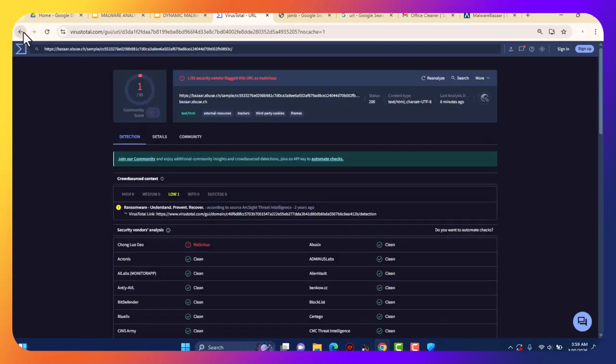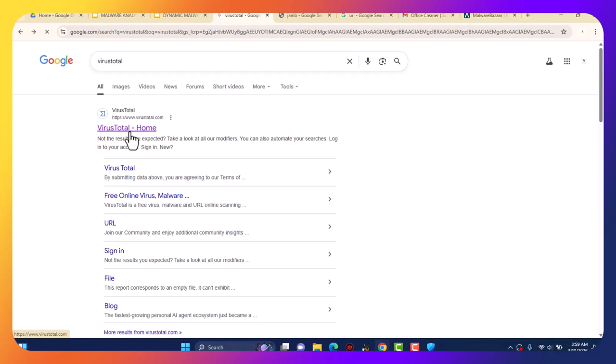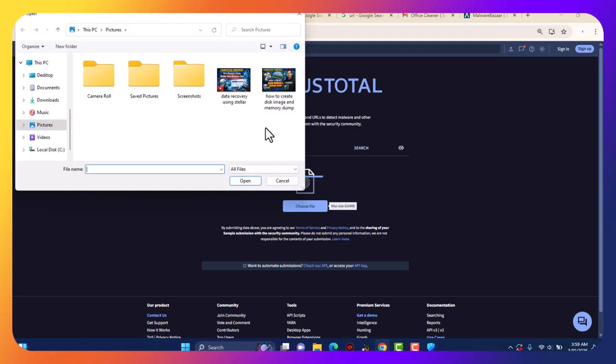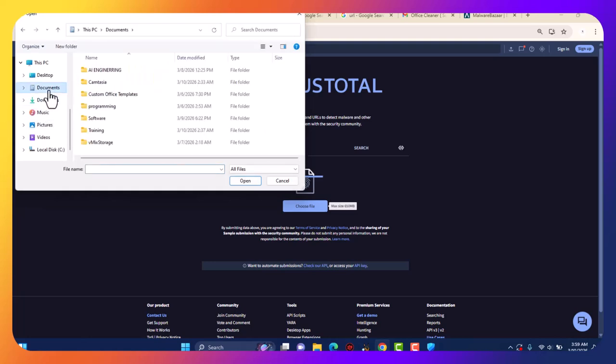So for file, it's the same thing. For file, you don't need to copy the file. If the file is in your system, all you need to do is to click on file. Go to VirusTotal again. If the file is on your system, you need to click on choose file, then go to where the file is on your system. If it's in Documents, you go there. Let's choose and go back. Go to where your forensic tool is.